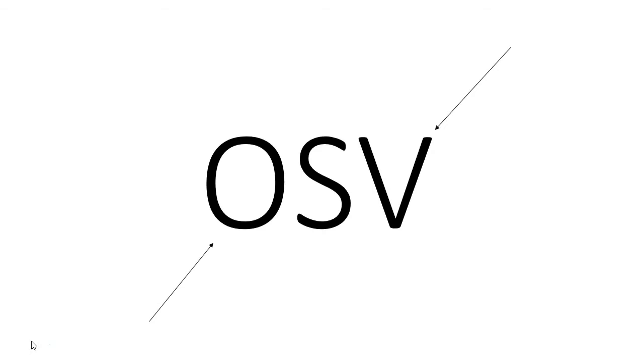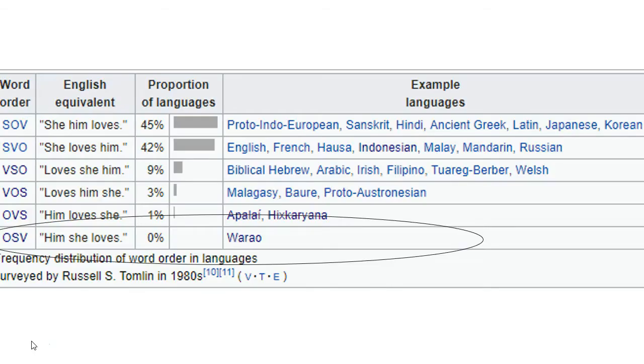Is the fact that OSV doesn't fit with X-bar theory why it's so rare? Less than 1% of the world's languages use the OSV word order. Could it have something to do with that? Well, there's a whole bunch of different ideas as to why you basically never see it.